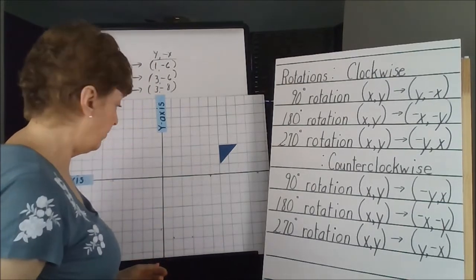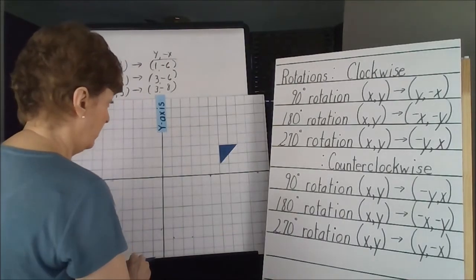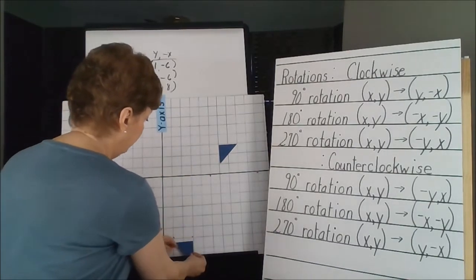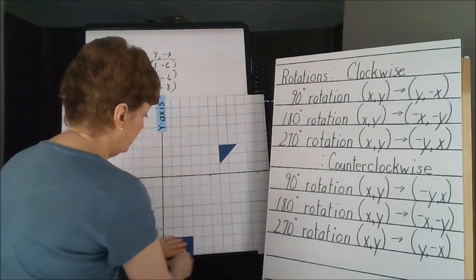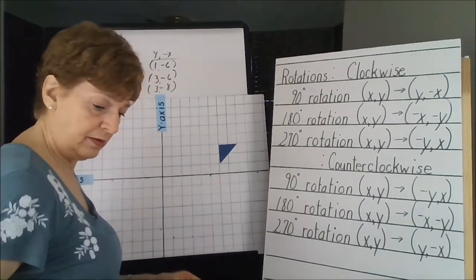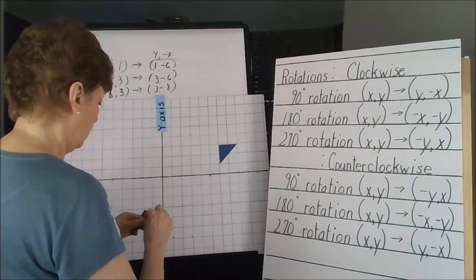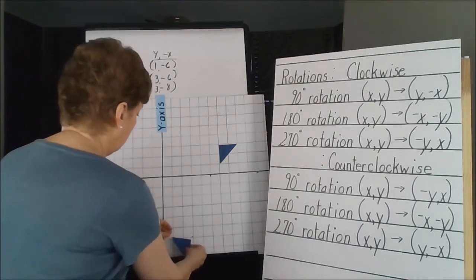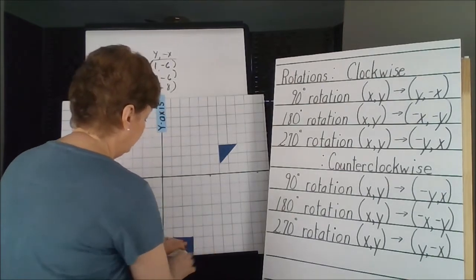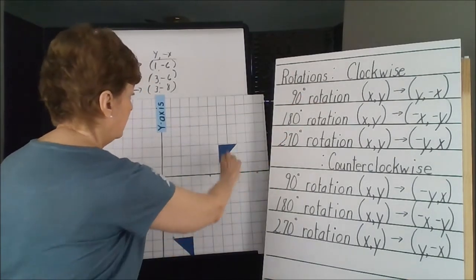Okay, so if we do a 90-degree turn on that, our triangle is going to turn this way. That is a 90-degree turn for this one. So I have to put it on here so you can see. Okay, that's going to be our 90-degree turn. And we went clockwise with it.